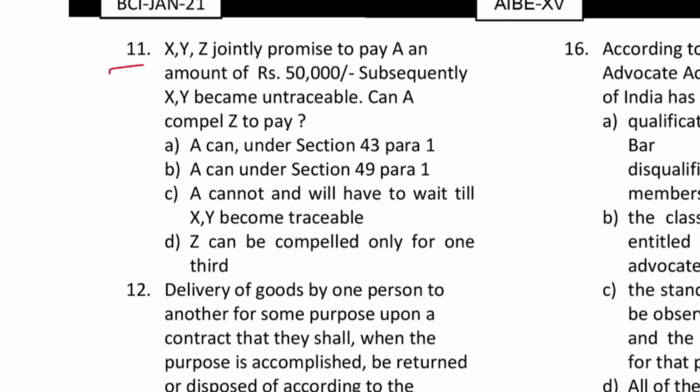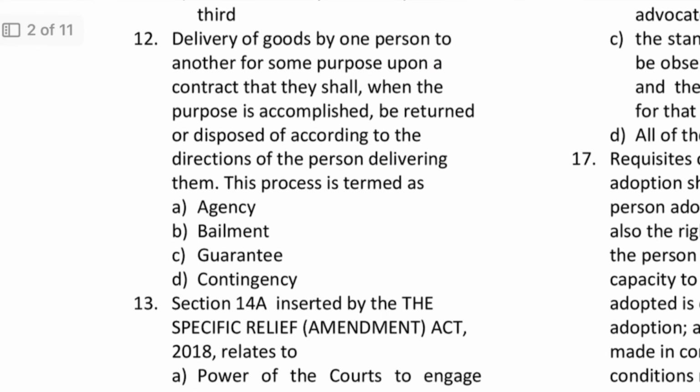Next is 11. XYZ jointly promises to pay A an amount of rupees 50,000. Subsequently, X and Y became untraceable. Can A compel Z to pay? Yes, he can compel. A can under section 43 या फिर 49. Section 43 para 1 किसका? Of Contract Act.